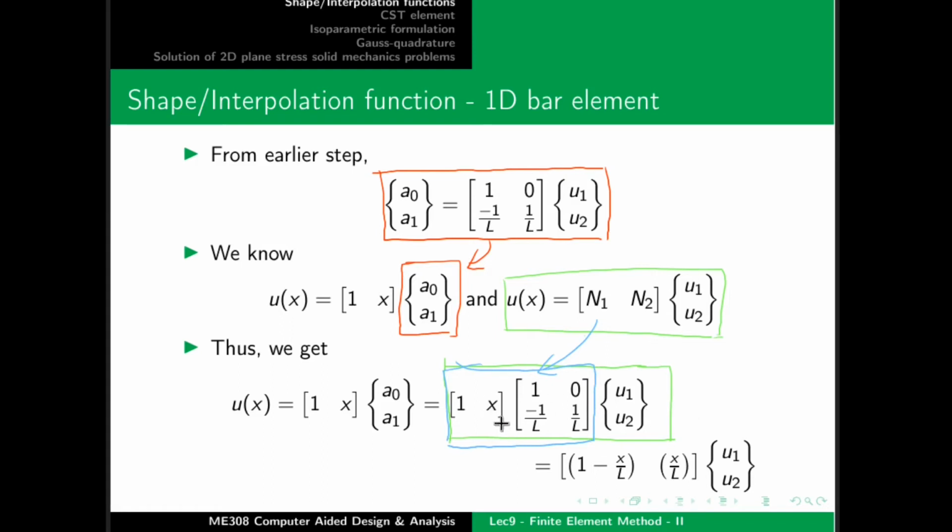So if you multiply it, we get 1 minus x by L and x by L. So these are the shape functions N1 and N2. We got this result earlier also, but now we tried a more systematic approach for finding the shape function. You can do either method, both are essentially the same, but here it is more systematic. We are using matrices for calculating that.